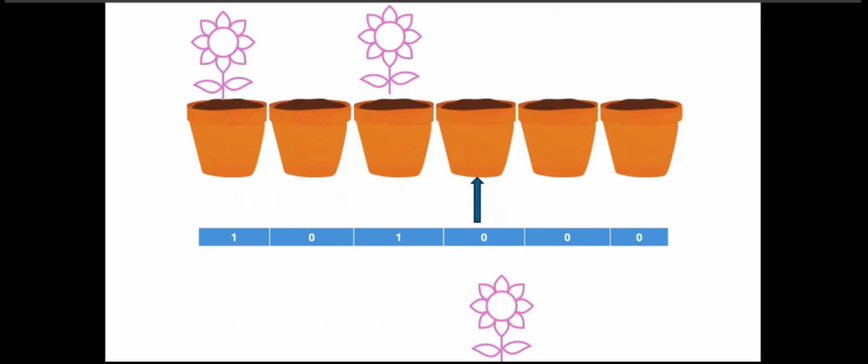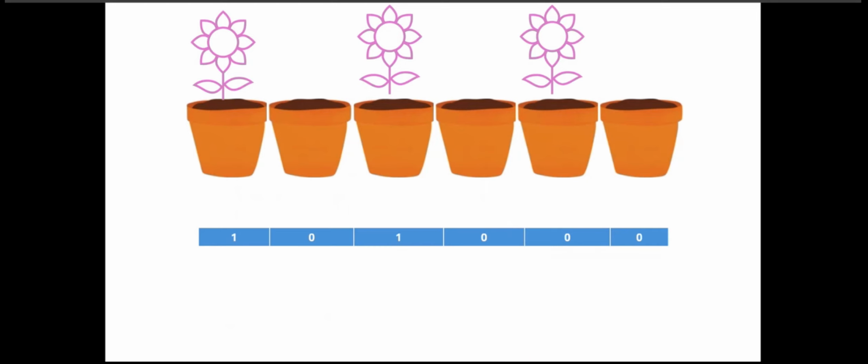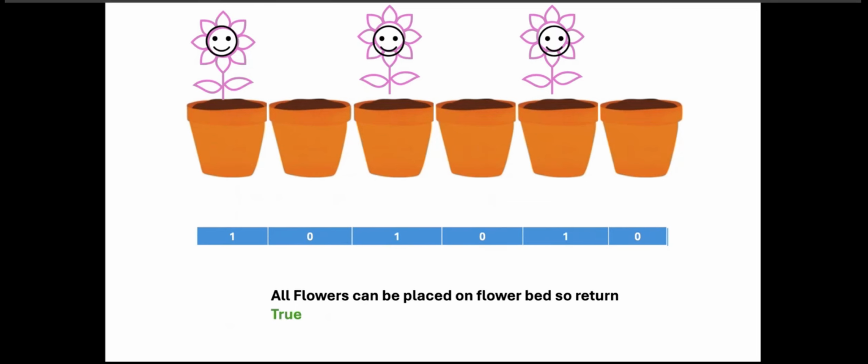Check the next plot. No, we can't do it here because in the previous plot there is already one flower. Can we place a flower here? Yes, because there is no flower in the previous plot and there is no flower in the next plot. So we can place the flower. Now we completed planting all the new flowers, and that's why we need to return true.